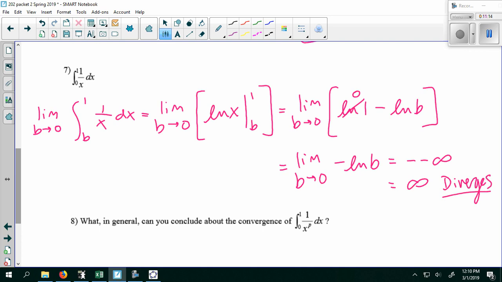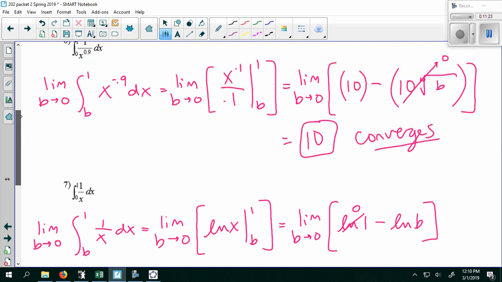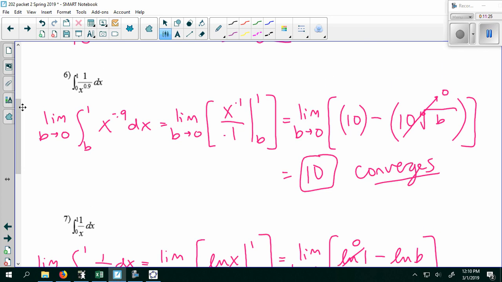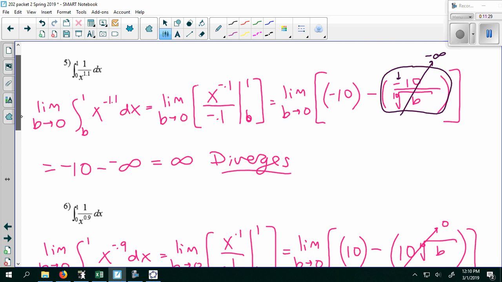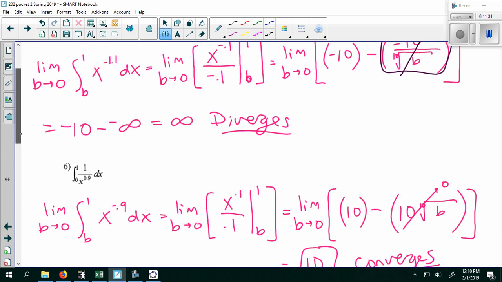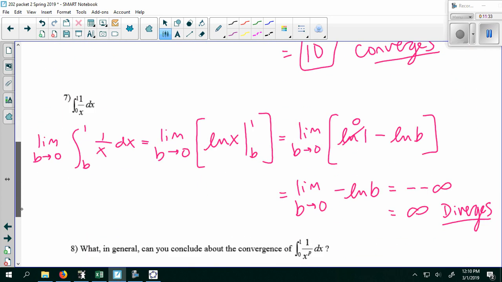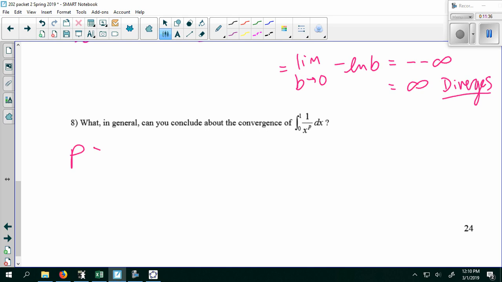So in general, our conclusion about integrals from 0 to 1 of 1 over x to the p: when p is 1, it diverged. When p was less than 1, it converged. And when p was greater than 1, it diverged. So it looks like for p greater than or equal to 1, we get divergence, and for p less than 1, convergence.